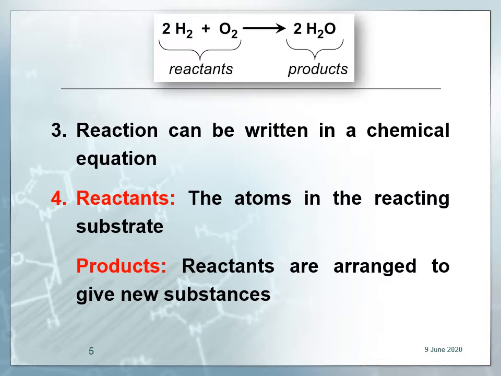A reaction involves 2 things. Reactants: the atoms in the reacting substances. Products: reactants are rearranged to give new substances. However, the atoms in the reactants are the same atoms as in the products, which means matter is conserved, and no matter is lost during a reaction.